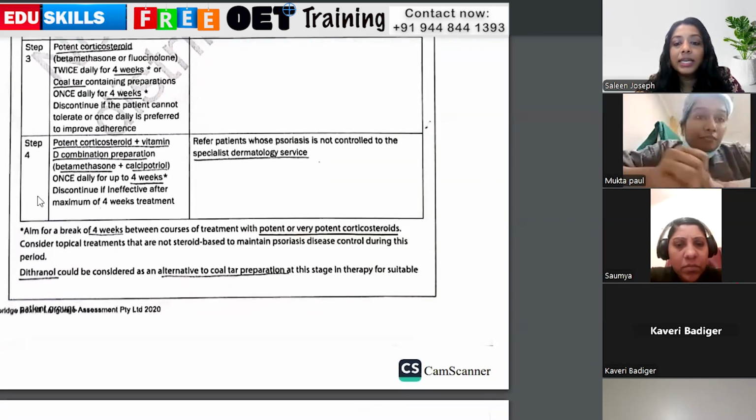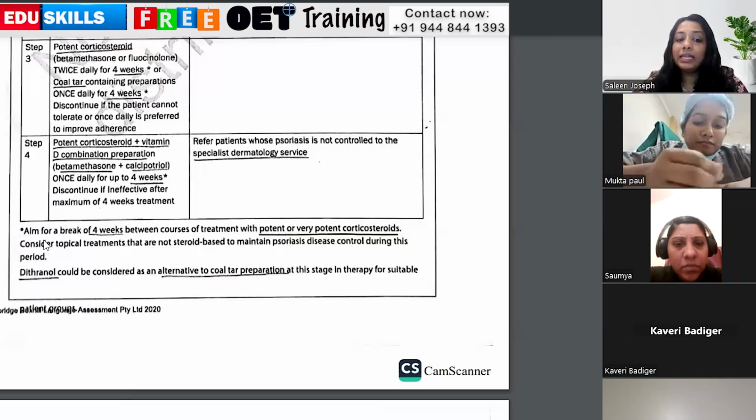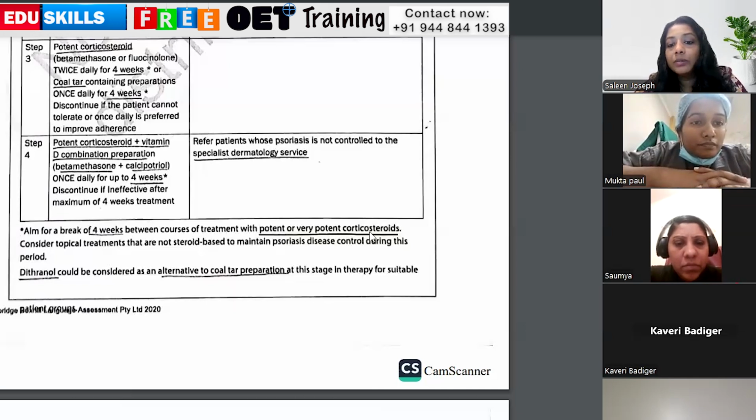So after this table, there are a few points they have mentioned. When you get a table like this, most of the time they'll mention some points below the table. So it is really important. Usually we will ignore these, but from these points, the questions will be there. Here they have mentioned: aim for a break of 4 weeks between courses of treatment with potent or very potent corticosteroids. So the gap which we need to give is 4 weeks.